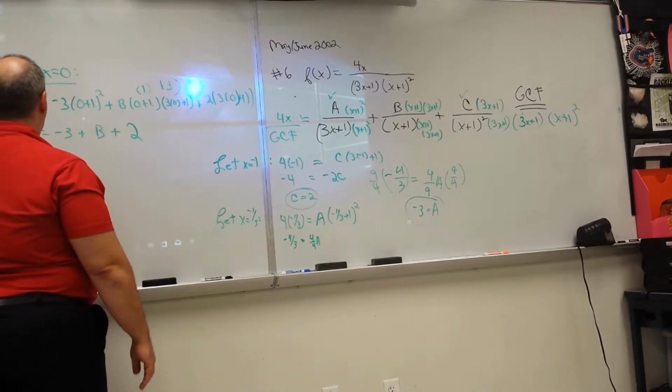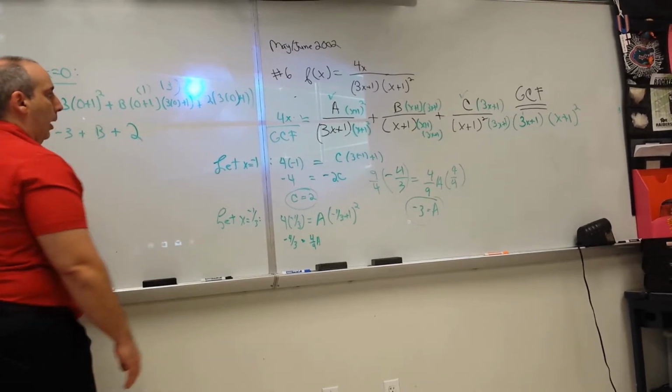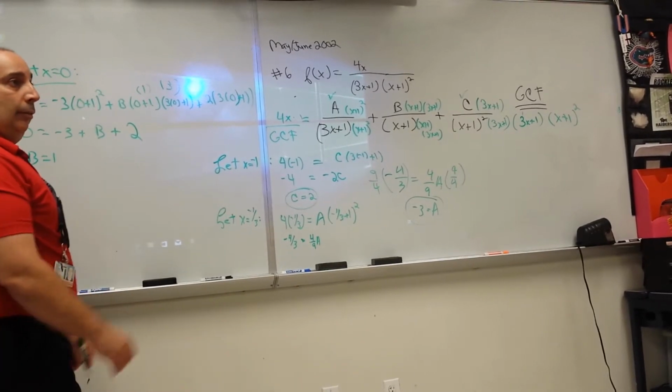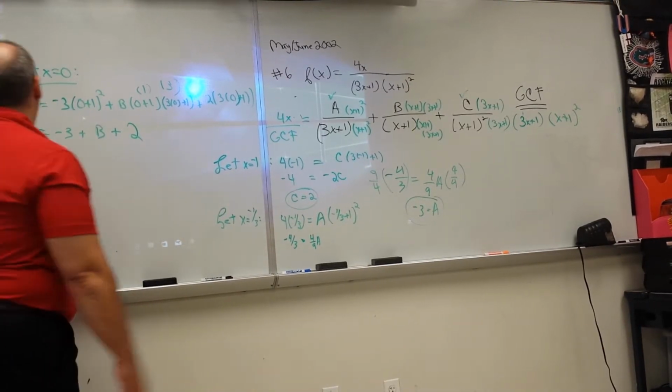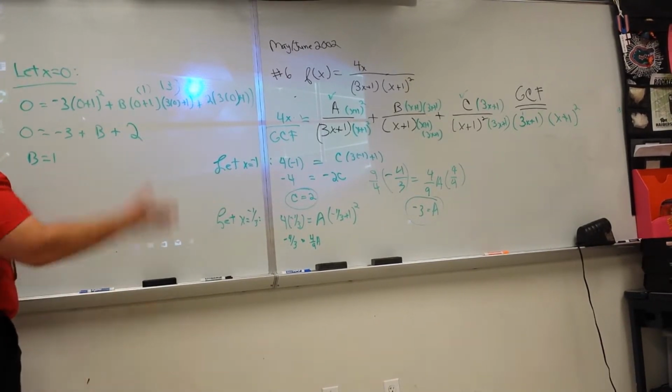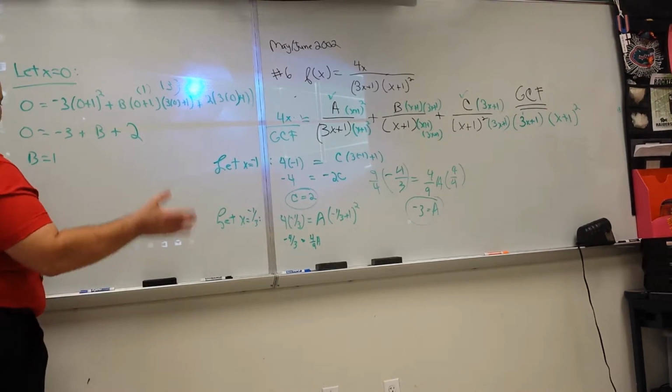Equals B. B's what? 1. Now you just put them on top of them, right? Yep, and then it's going to be only the black stuff though. Yeah, so I'll write it. So here we go, right? It's going to be, for your partial fractions, help me out.